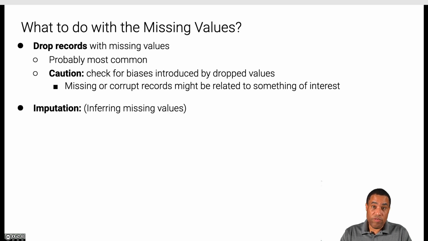Another alternative is imputation, and this is where you infer the missing values. So again, let's use an example, one from the class. Let's say your dog chews through the power cord of your laptop, so you can't do one of the homeworks. So what do we do? Well, we could just simply drop that record since there's no value for the homework. Or alternatively, we could try to infer what grade you would have received had you done that homework.